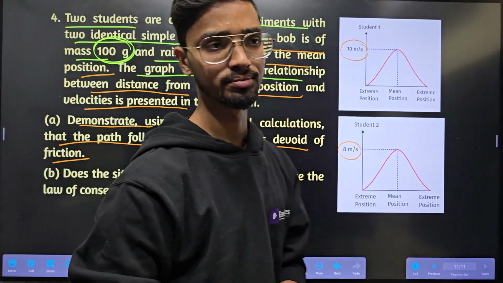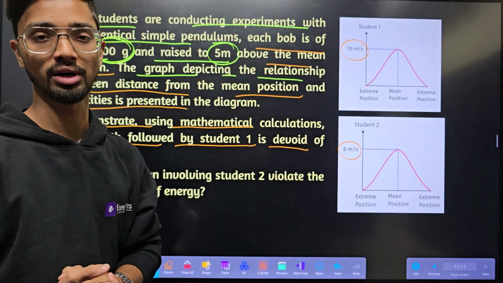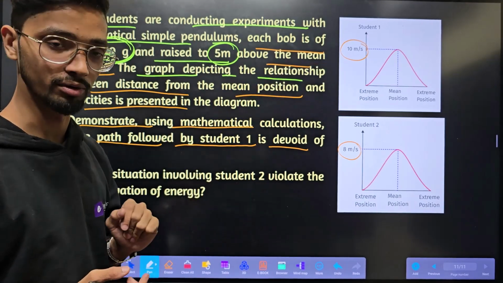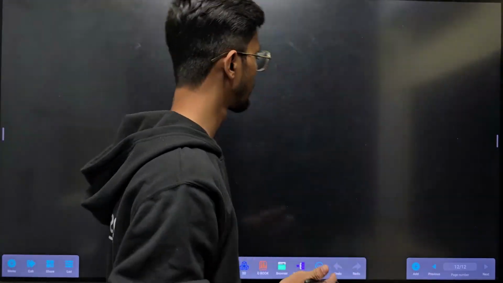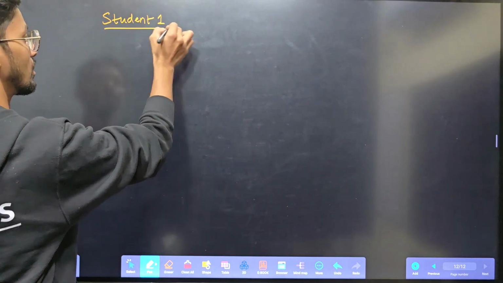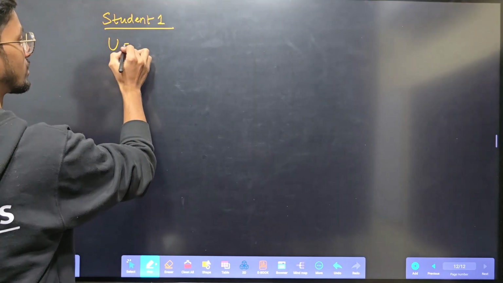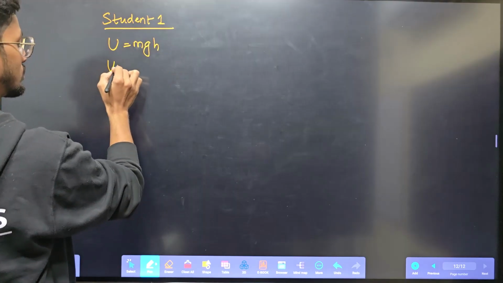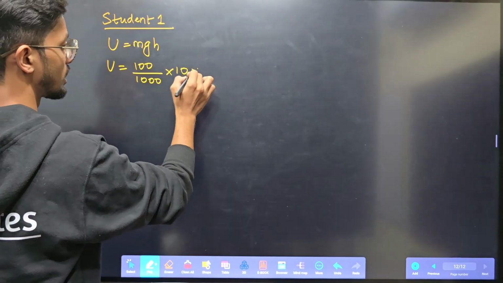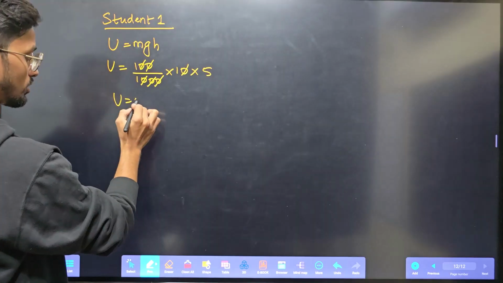Devoid of friction means there is no friction. It means that the total potential energy gets converted to kinetic energy. Kinetic and potential should be the same for student 1. We have to prove that, but for student 2, we'll see what happens. So if we solve for student 1, potential energy will be equal to mg into h. So mass is 100 gram, 100 by 1000, into g is 10, and height was 5 meter. So the zeros get cancelled. So U is equal to 5 joule.